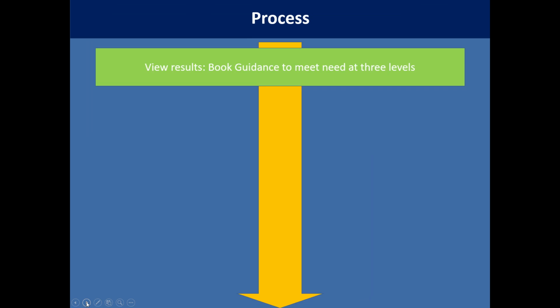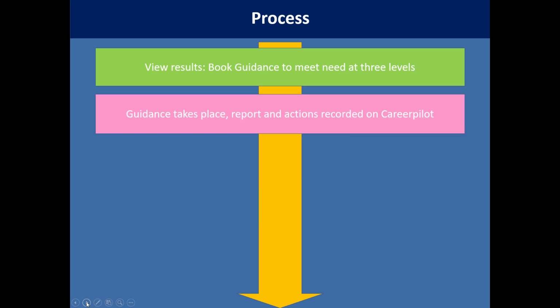So let me just do a summary of what we've talked about so far. So we've talked about how you can view the results, and then you can allocate guidance to meet the needs of students at 3 levels. Then the guidance will take place. You can use Careerpilot to help with aspects of that. You can write reports and actions on Careerpilot. Don't forget to ask the student to redo the Pathway Planner, because that's about how your guidance is impacting on them and helping them move on to being green or amber.